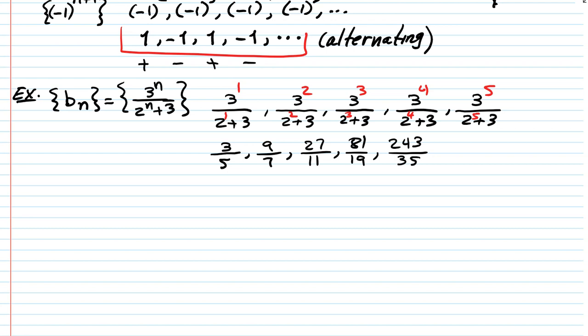And there you have it. We have the first 5 terms. So this is A sub 1, A sub 2, A sub 3, sub 4, and sub 5. And there we have the list of them.